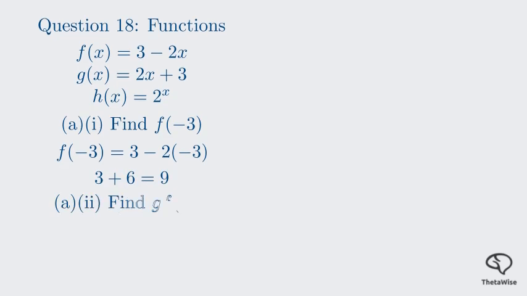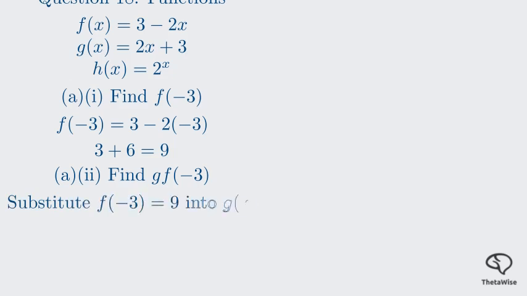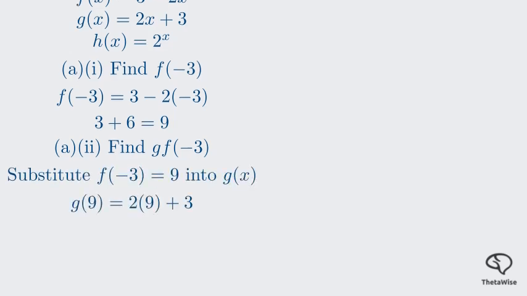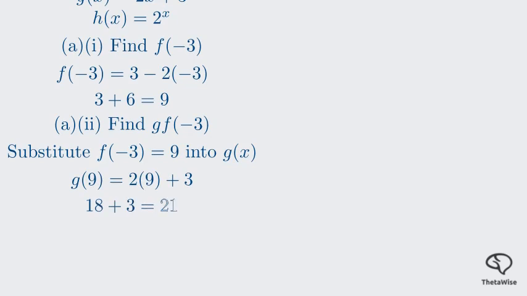For part a(ii), find gf of negative 3. This means we take the result of f of negative 3, which is 9, and plug it into g. g of 9 equals 2 times 9 plus 3. 18 plus 3 equals 21.